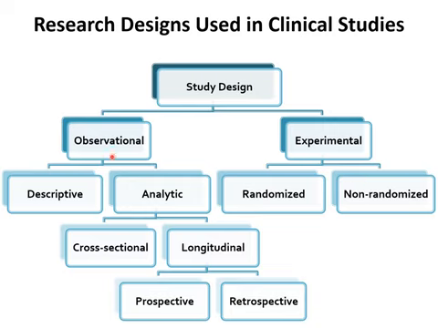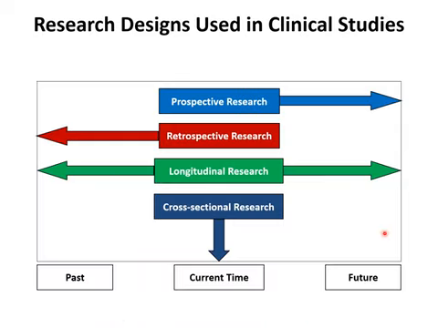An observational study could be descriptive, like describing the distribution of a certain disease, or could be analytic, in which there is an analysis or finding a relationship between cause and effect. An observational analytic study could be a cross-sectional study or a longitudinal study, and the longitudinal study could be either retrospective or prospective.